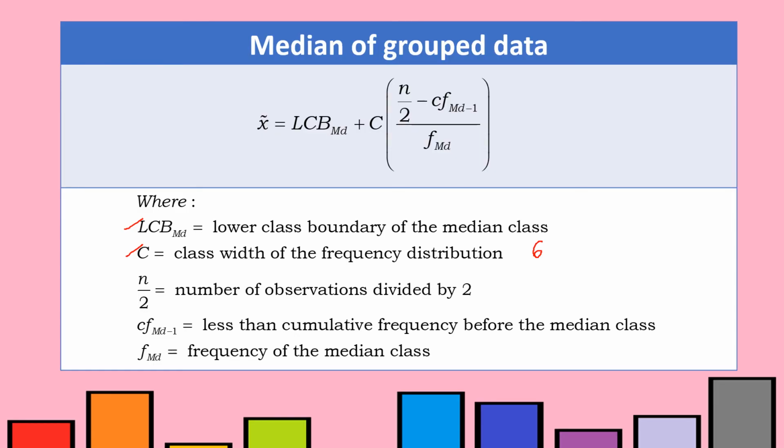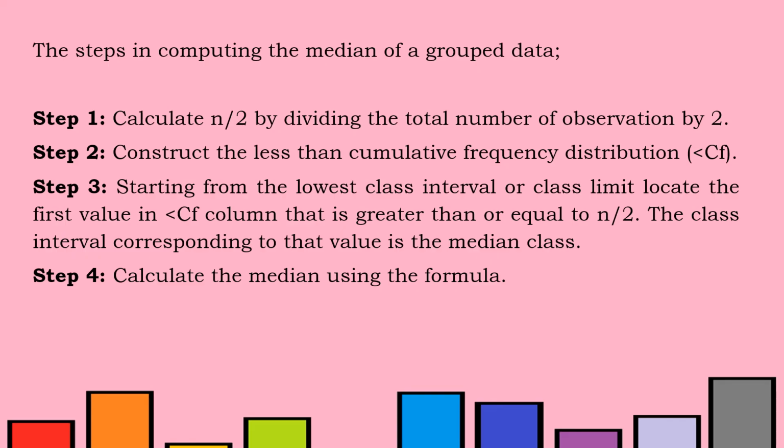We also have the n divided by 2, where the number of observations will be divided by 2. Our n earlier is 100, so divided by 2, around 50 ang ating n over 2. And then the CF, or less than cumulative frequency before the median class, and the frequency of the median class. Let's proceed to the steps in computing the median of a grouped data.